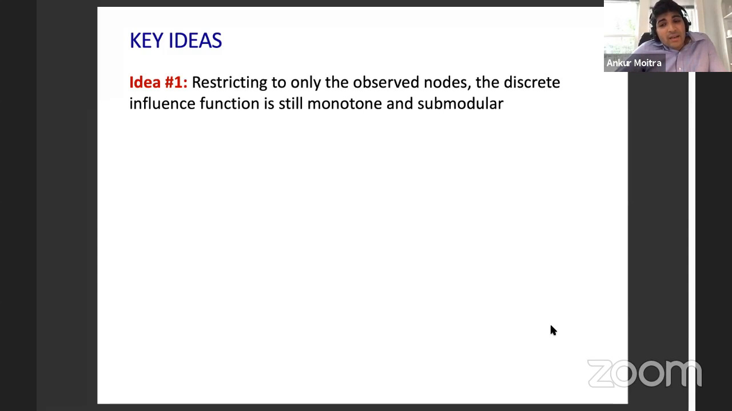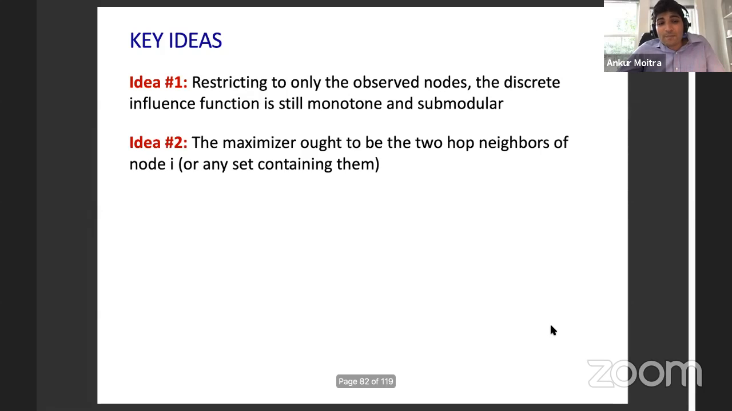So here's the idea: not only is it true that if you take a ferromagnetic Ising model, then this discrete influence function is submodular. That's true even if you throw away some of the nodes and you marginalize them out, because that's just like restricting your set system to only looking at the observed nodes. So that's a trivial corollary of that theorem. It's still monotone and submodular because it's just a restriction of that same function.